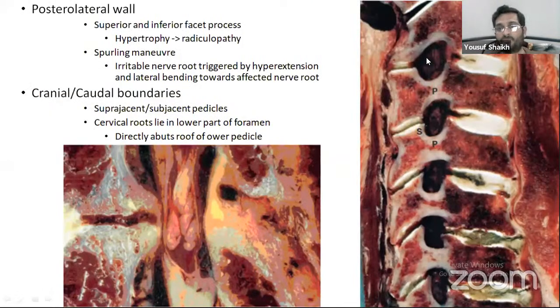Then if you look at it from the lateral aspect, we can see that this is the neural foramen. The upper and lower aspects are formed by the pedicles of the upper and lower vertebra, and the posterolateral wall is formed by the facet joints. Now, as I mentioned, there is ligamentum flavum and then there can be facet hypertrophy. Collectively, facet hypertrophy and ligamentum flavum hypertrophy can also start to impinge onto the nerve. And depending upon whether the compression is anterior or posterior, the surgeon decides which option is better.